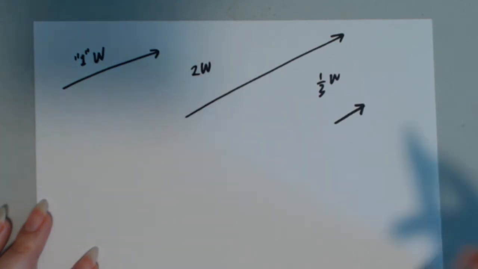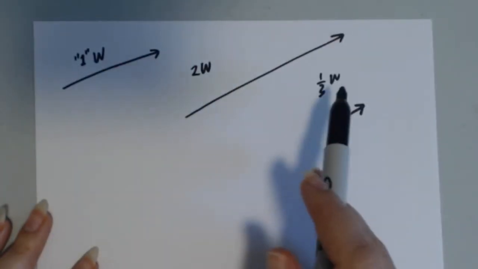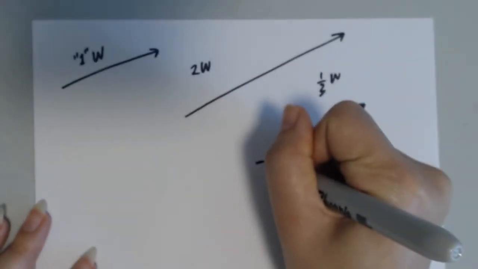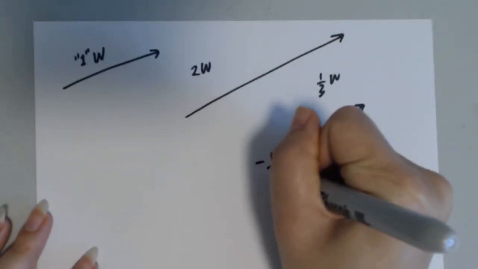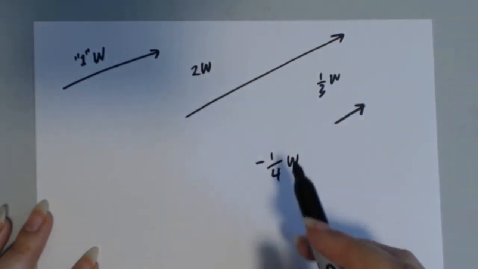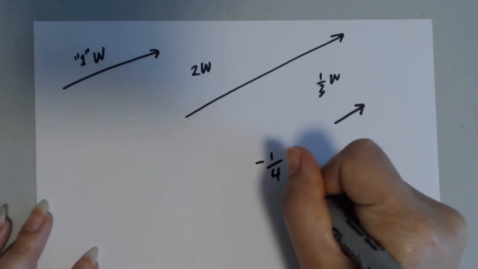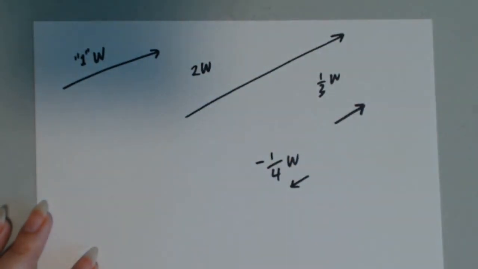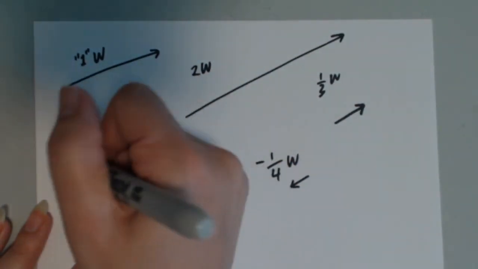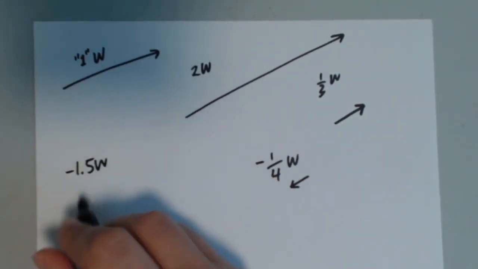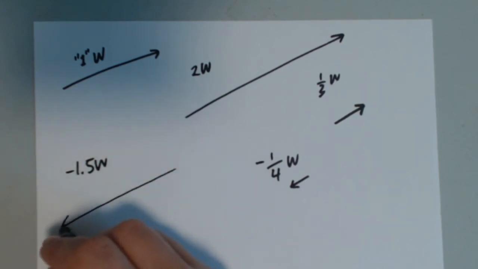Now that scalar multiple can be larger than 1, it can be smaller than 1, it can even be negative, which would also fall under the umbrella of being smaller than 1. If I wanted to make it minus 1/4 W, it's a quarter of the length, so imagine cutting this in half and in half again, but it's in the negative direction, okay? Something like that. I can also have minus 1.5 W. Okay, so 50% longer than this in the opposite direction.